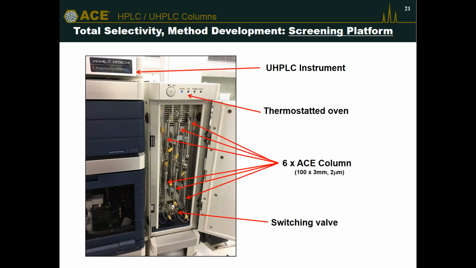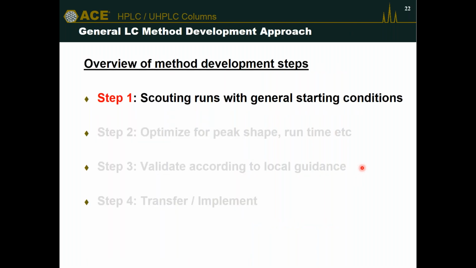So here we can see a picture of the instrument that is used in my lab, and we can see we have a UHPLC instrument as our platform. There is a switching valve in the column oven here with the 6 different columns that we use, one for each of the different chemistries. Now the column dimensions that we use are 100 by 3 millimeter, 2 micron. We found this to be the best compromise of robustness of the platform with speed of screening through the columns and the solvents to give us our data.